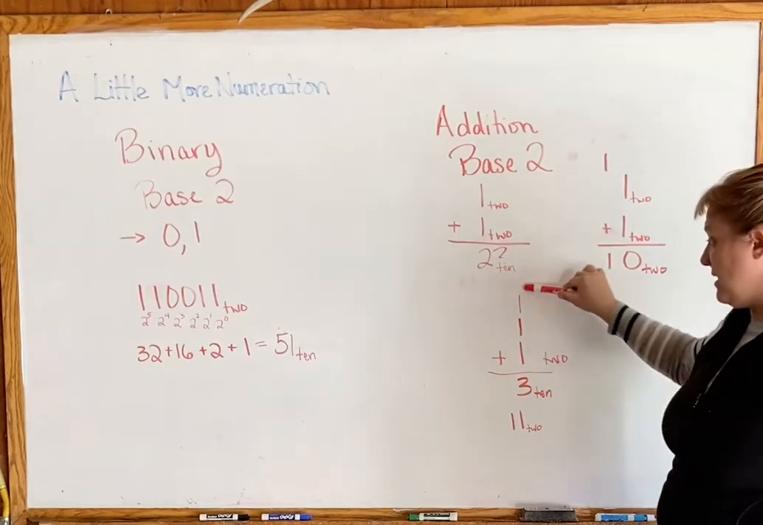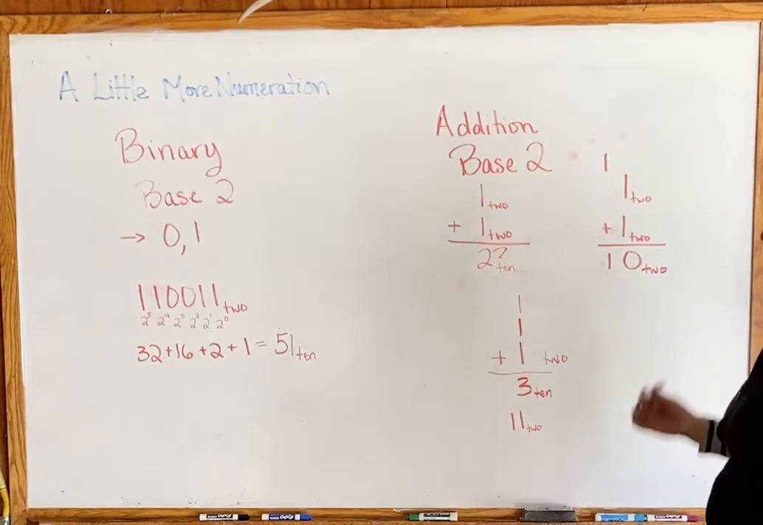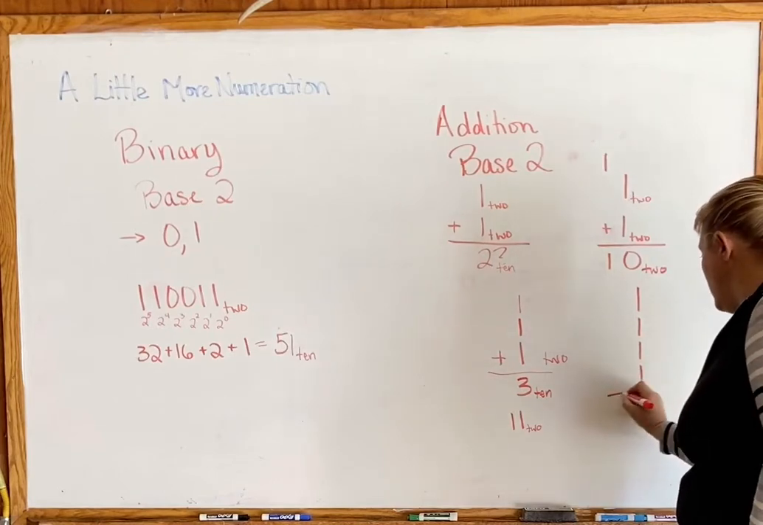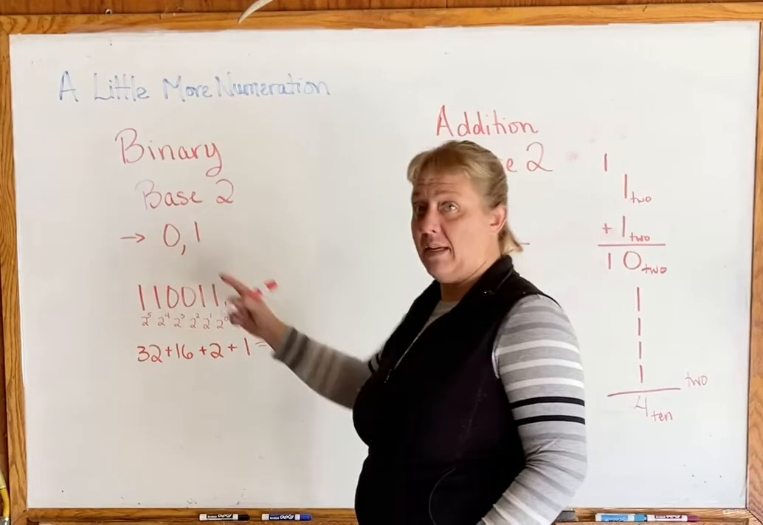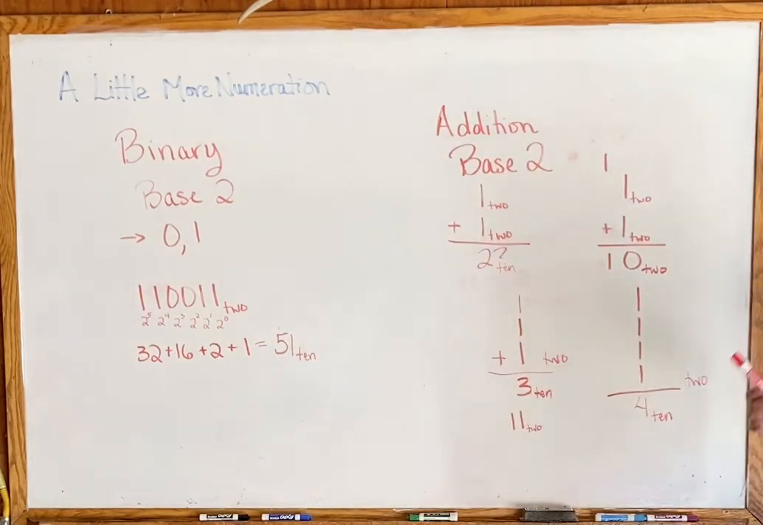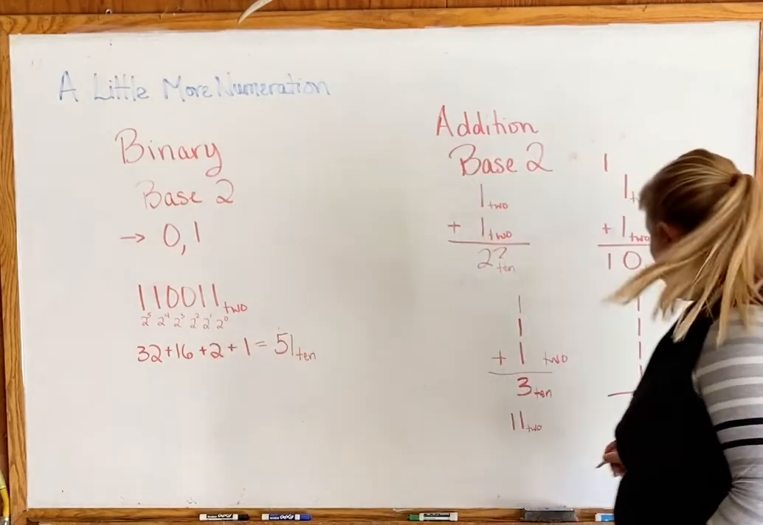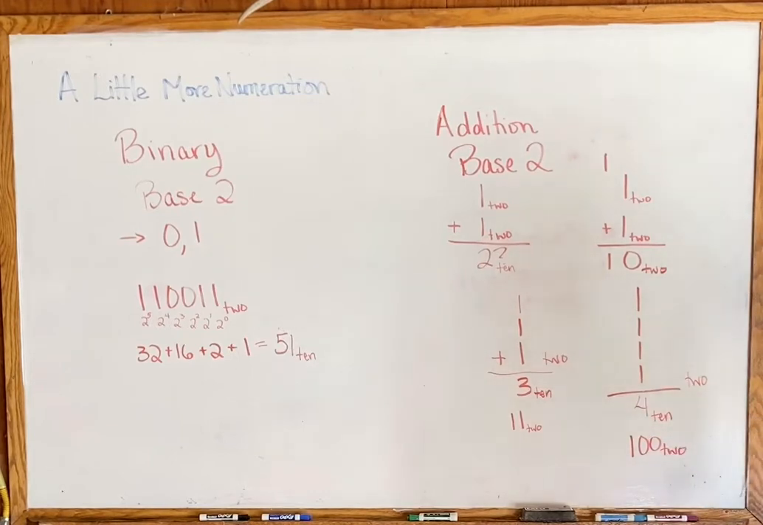Now, we need that so that we can do bigger problems. So let's look at one more of these. Let's say that we had 1, 1, 1, 1. Again, in base 2, this would be 4 if we were thinking in base 10, but there is no 4 in base 2. So we need to think about how 4 would be represented in base 2. We can come over here. The 4 would be represented as a 1 in the 3rd slot. So 4 would actually equal 1, 0, 0 in base 2.